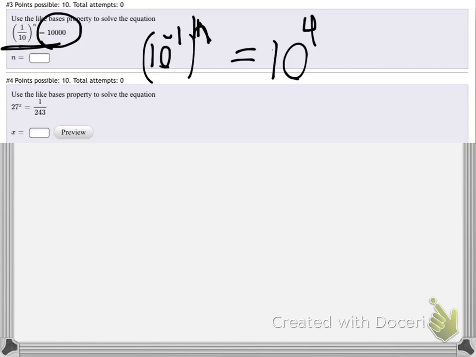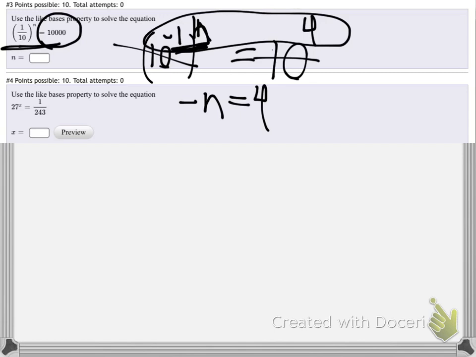And then we'll do the same thing like on the last problem. We'll say negative 1 times n is just negative n, or negative 1n, and then equals 4. Because once we get the 10s to match on the bottoms, we don't need them anymore. We'll just be dealing with the exponents themselves. So negative 1n equals 4, and then you solve that out and you get n equals negative 4 or something like that.